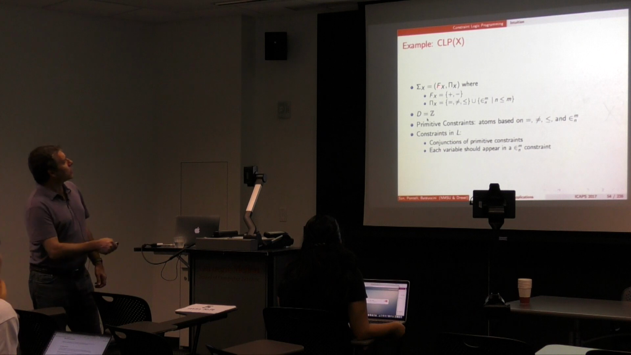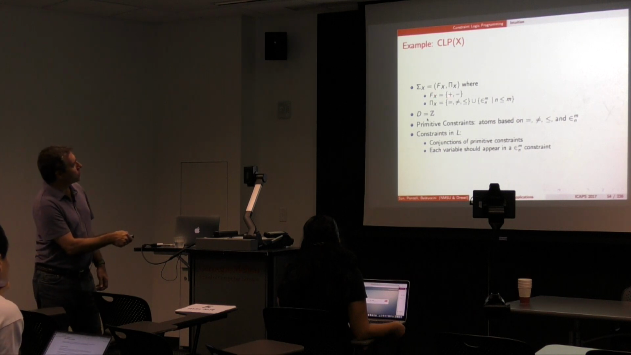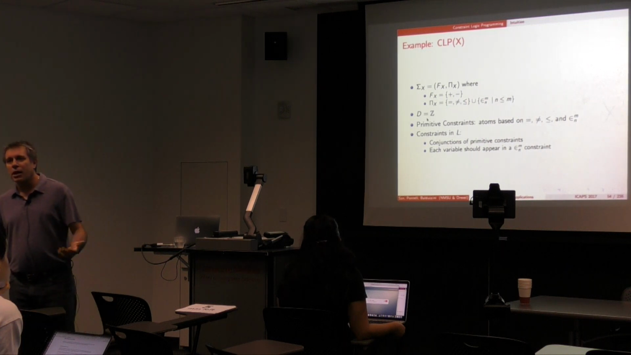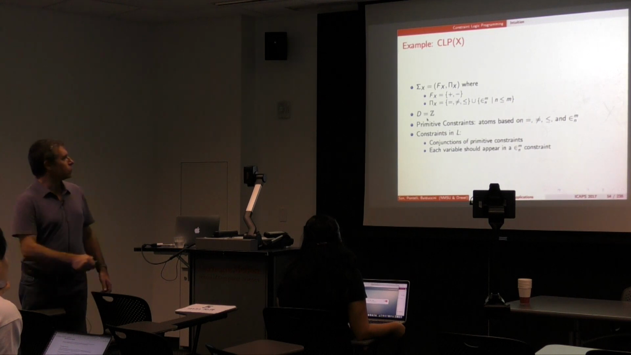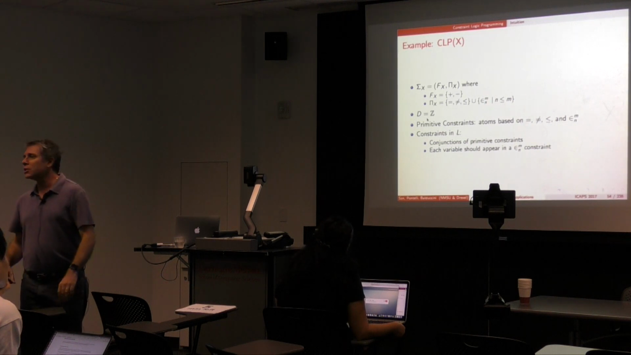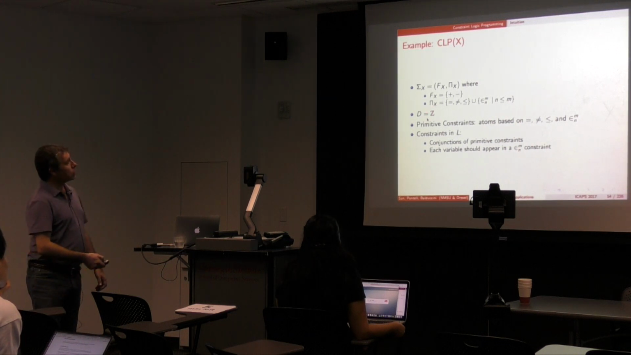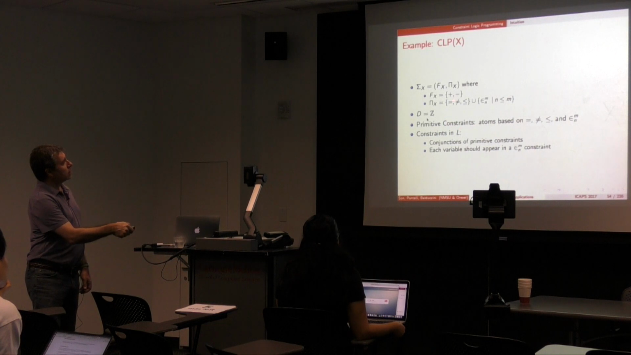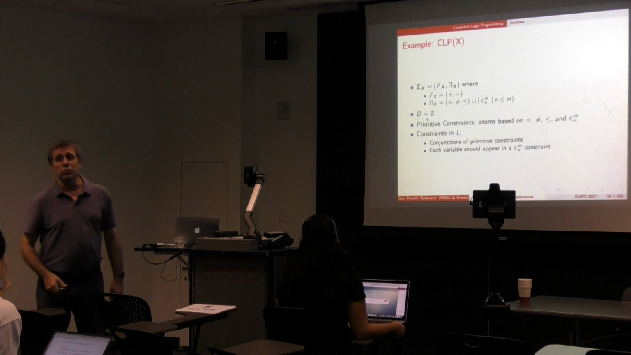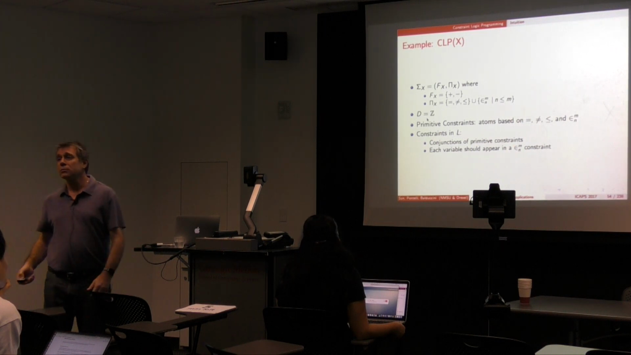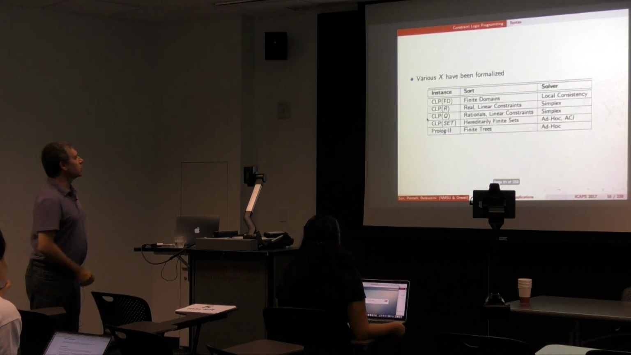Just as a simple example, the function symbols could be plus and minus, the predicates are equal, not equal, less than, and then I throw in an extra predicate that allows me to assign a domain to my variables, which means any number between n and m is going to be a legal value for my variable. In this case, the predefined domain is going to be the set of the integer numbers. The primitive constraints are any atom that I can build with these predicates. And then my legal constraints are conjunctions of primitive constraints, and I'm requiring that every variable shows up in one of these membership constraints. So just a simple example.